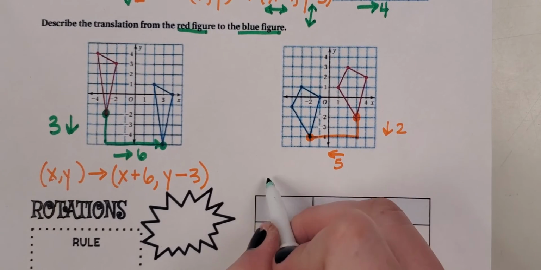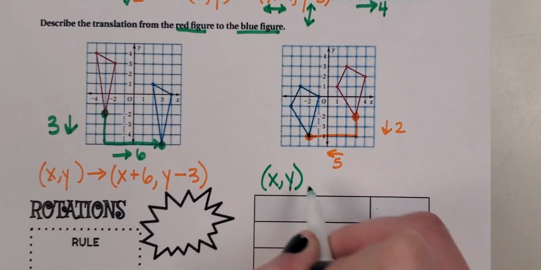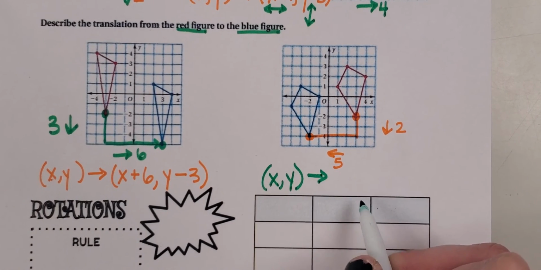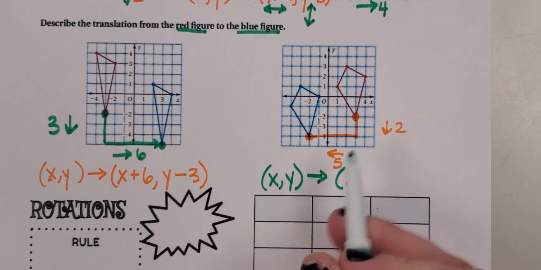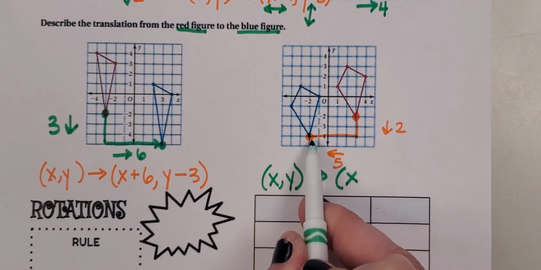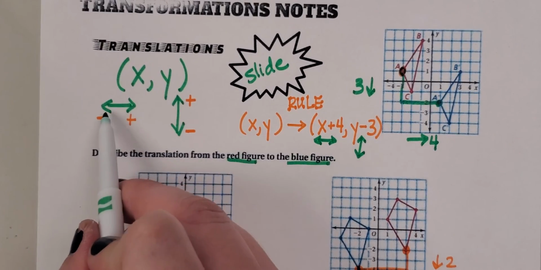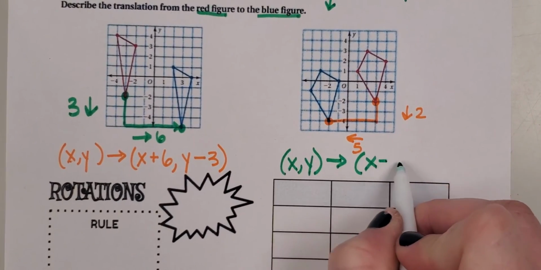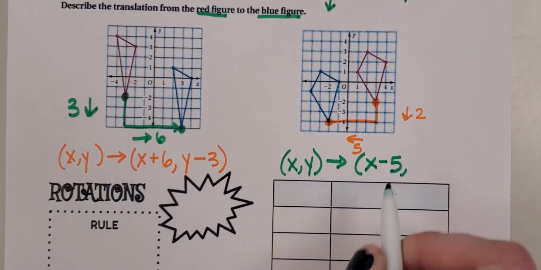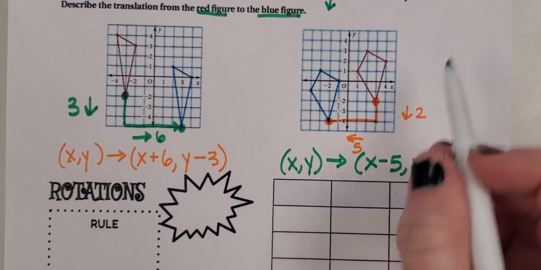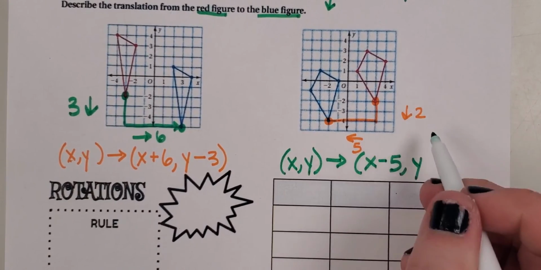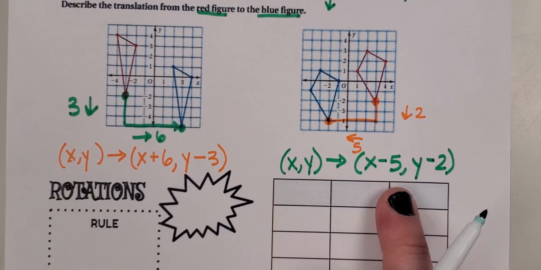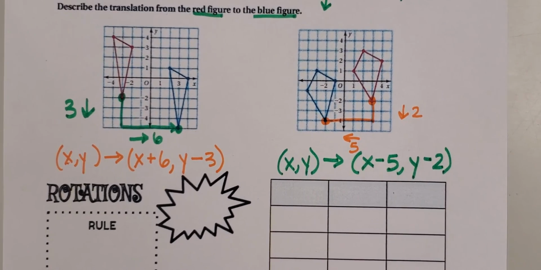My rule always starts with my original point, so XY, and I'm going to translate it. My X coordinate is moving to the left 5 units. So if I'm moving to the left, I would be subtracting. So I'm going to subtract 5. And if I have my Y is going down, so I would also be subtracting 2. So this is the official rule that I would want for you to figure out.